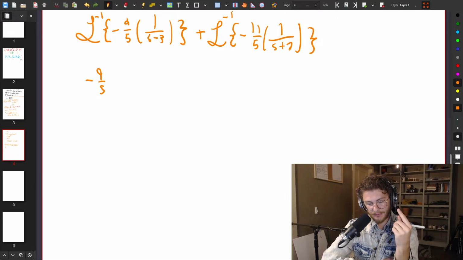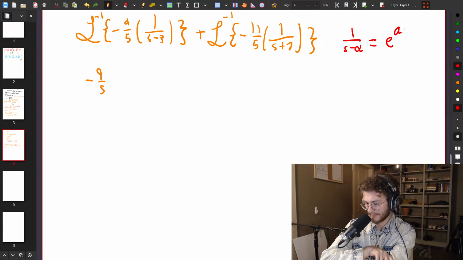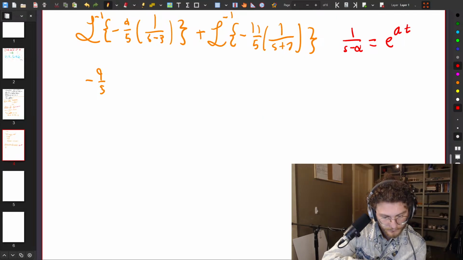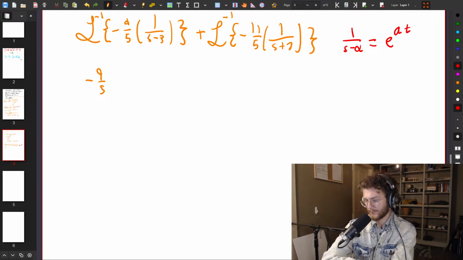What is the answer to 1 over s minus 3? Well, 1 over s minus a equals e to the at. And so now we know that, we could say, okay, well, that's simply e to the 3t. And that's our first part of our answer.